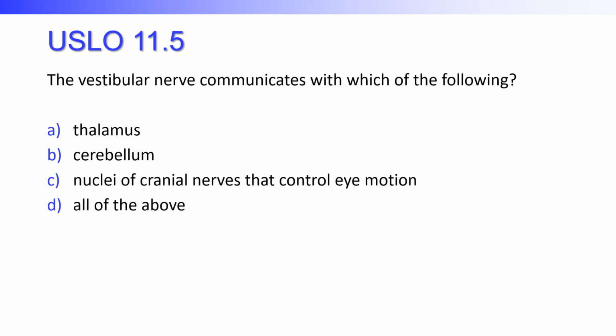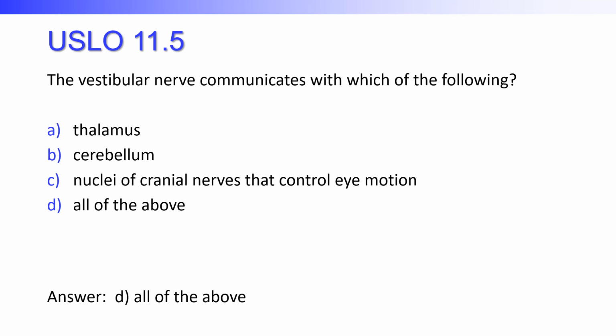The vestibular nerve communicates with which of the following? The thalamus, the cerebellum, the nuclei of cranial nerves that control eye motion, or all of the above? It actually communicates with all of these.